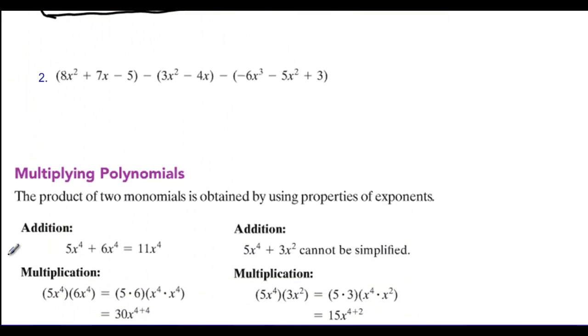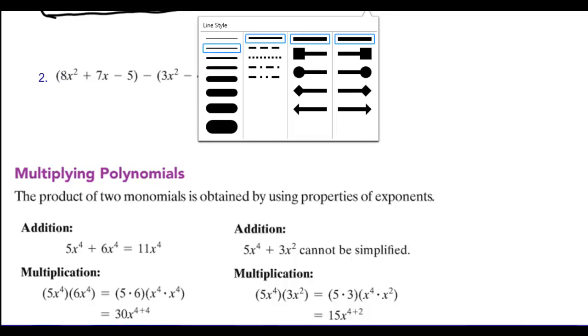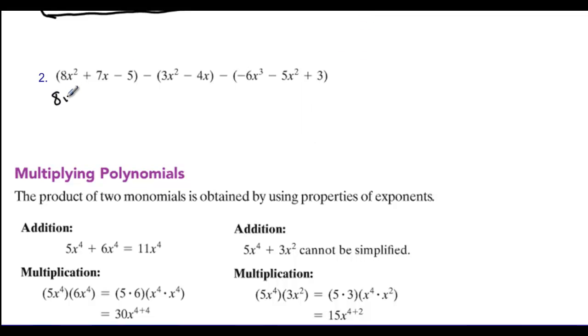All right, let's talk about subtracting. So subtracting does take a little bit more work. So the first part is going to be exactly the same, because again, if there's nothing here, it's like having a 1. So to get rid of these parentheses, it would be like distributing a 1. So it's going to be the 8x squared plus 7x minus 5.